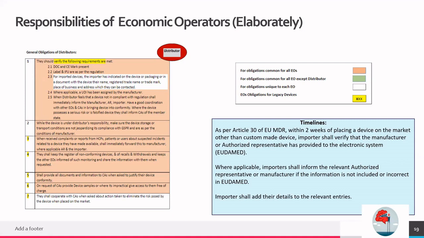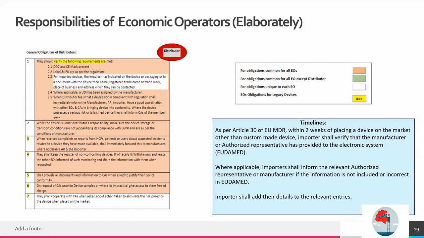For the others, like points 3, 4, 5, 6, 7, they are in yellow font. All these are for legacy devices. They shall cooperate with the competent authority when asked about actions taken to eliminate the risk posed by the device when placed on the market. Now there are important timelines.